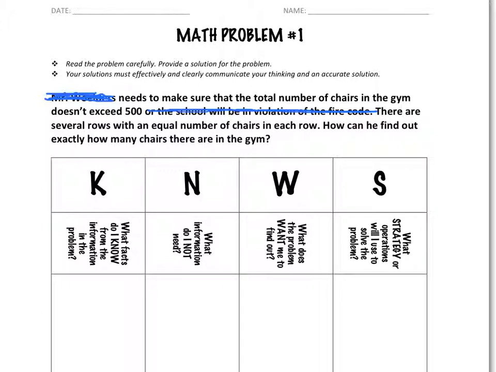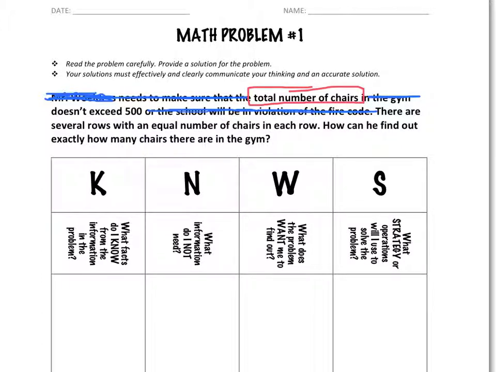Mr. Wolders needs to make sure that the total number of chairs in the gym. Okay, so I don't need that? You just don't need "in the gym." The only part you don't need is where it is. But we probably need to know that we're dealing with the total number of chairs.